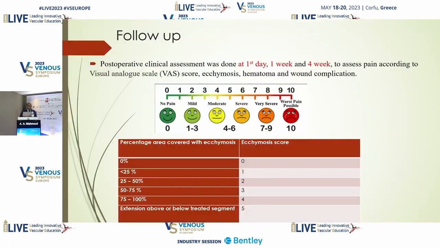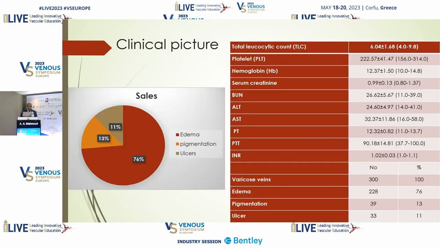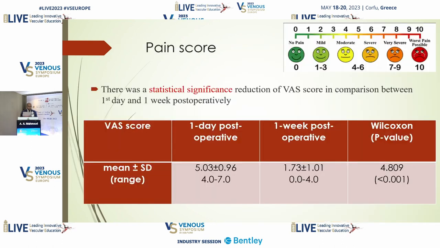Follow-up: the postoperative clinical assessment was done at first day, 1 week, and 4 weeks to assess pain according to visual analog scale score, ecchymosis, hematoma, and wound complication. Result, demography: we have female more than male, 2/3 to 1/3. Clinical picture: we have edema 76, ulcer 11, pigmentation 30%.